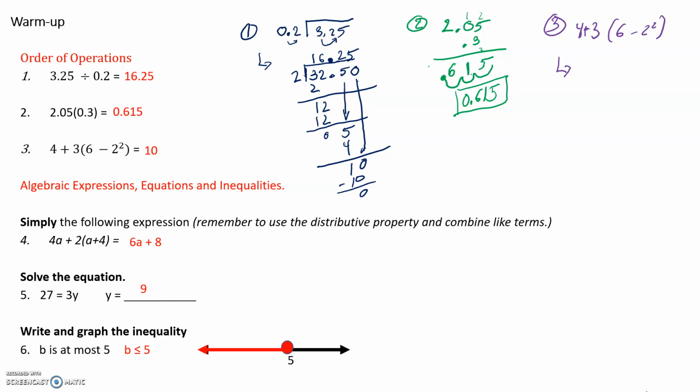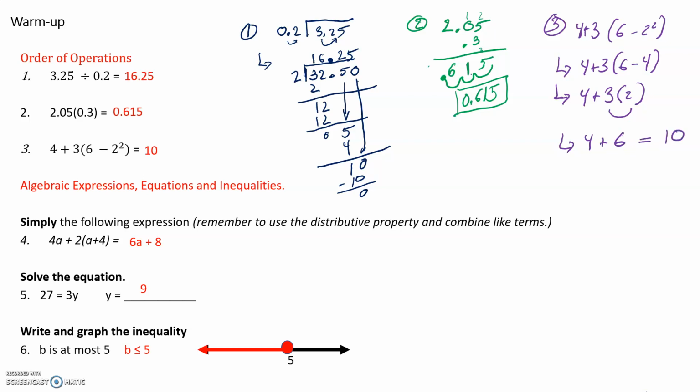So the first thing I'm going to do is my exponent, and I'm going to do my parentheses, but I get an exponent in the parentheses, so I've got to do that first. So 4 plus 3 times 6, and then 2 squared is 4, so minus 4. All right, now I can finish the parentheses, so I have 4 plus 3 times 6 minus 4 is 2. Now multiplication comes before addition, so I need to multiply 3 times 2, and I get 4 plus 6, and then I can finish it up from there, equals 10.